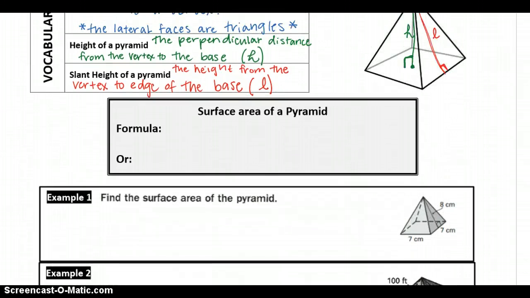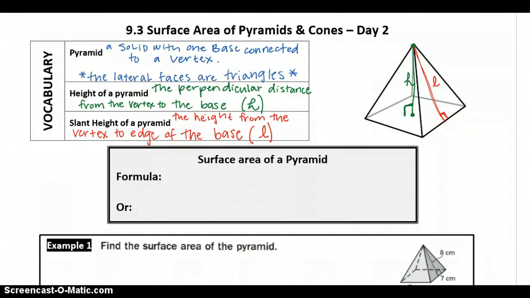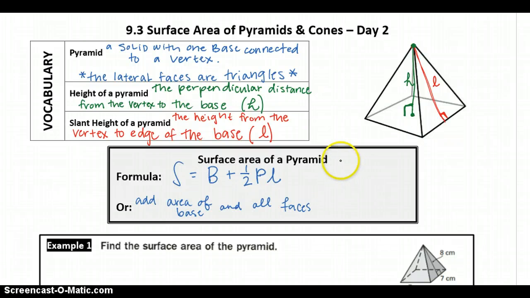Next, we have the formula for the surface area of a pyramid. Our formula is S is equal to capital B plus 1/2 P times L. We can use this formula, or we can just add up the area of the base and of all the faces. Again, capital B in our formula stands for the area of the base, P stands for the perimeter of the base, and L stands for the slant height.